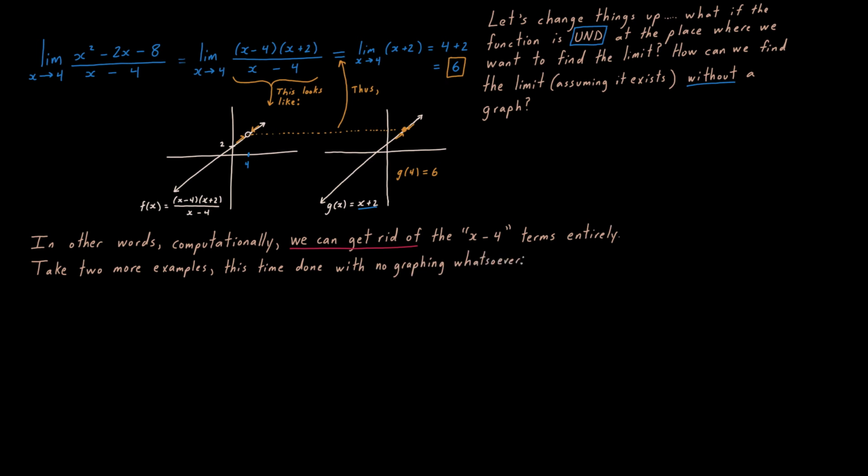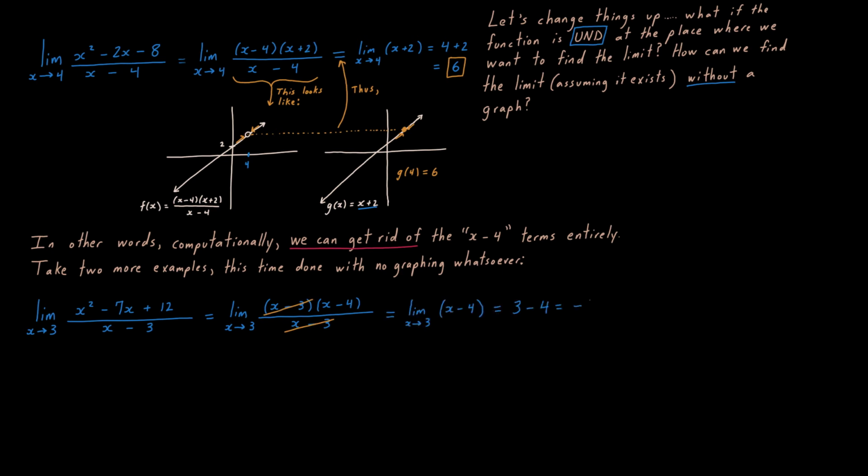Let's take 2 more examples, and this time let's do it without any reference to graphing. Let's try to find the limit of, say, x squared minus 7x plus 12 all over x minus 3. Factor the top, see what they have in common, cancel them out. This is the same as the limit of that entire line with no hole, x minus 4. That comes out to be negative 1. So there will be a hole in the original graph at 3, negative 1.